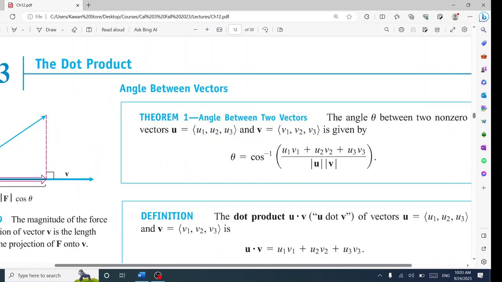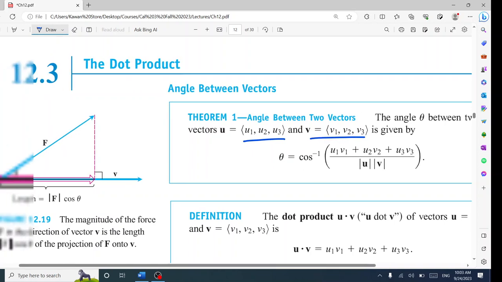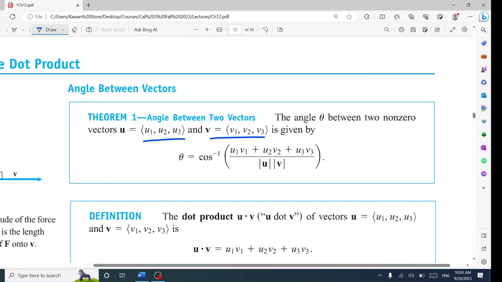You can see from here, if you have two vectors like u1, u2, u3 and v1, v2, v3, and you try to find the angle between them, we are going to use the cosine. So cosine of theta is equal to u1 v1 plus u2 v2 plus u3 v3, over the length of u times the length of v. Clear?